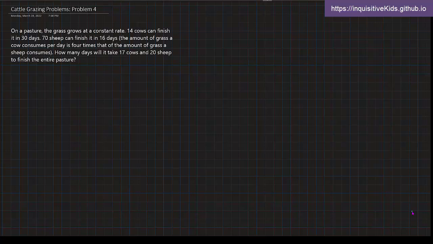Problem 4. On a pasture, the grass grows at a constant rate. 14 cows can finish it in 30 days. 70 sheep can finish it in 16 days. And it's telling us that the amount of grass a cow consumes per day is 4 times that of the amount of grass a sheep consumes per day. So how many days will it take 17 cows and 20 sheep to finish the entire pasture?